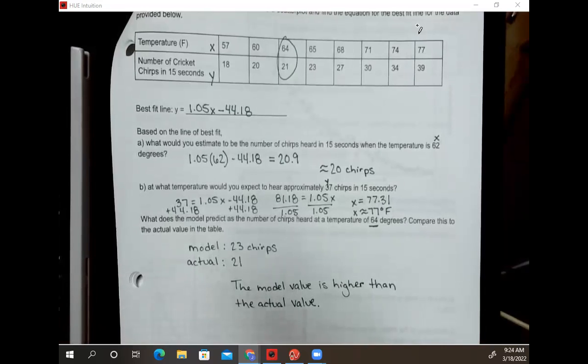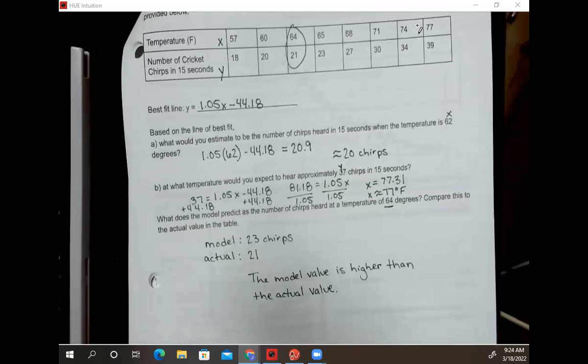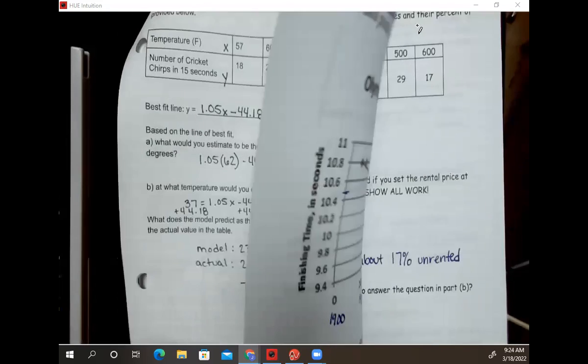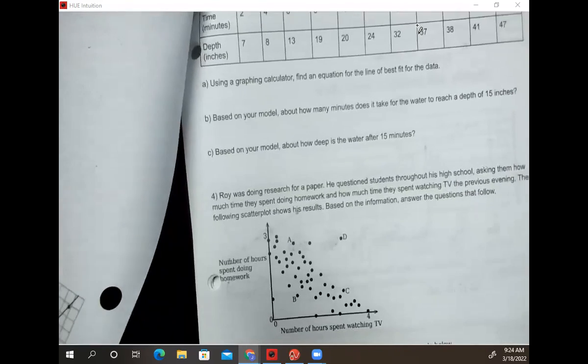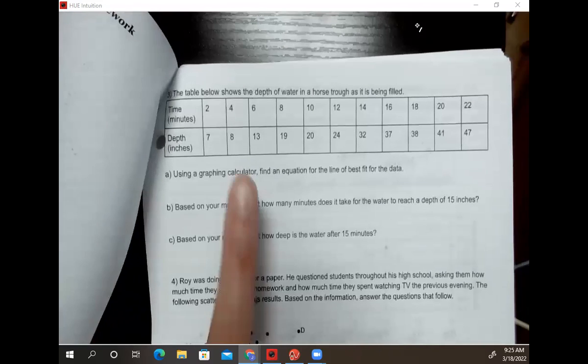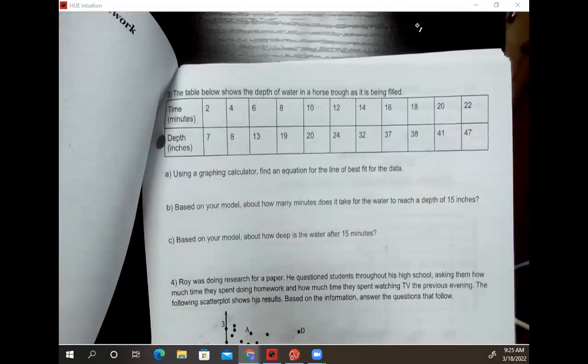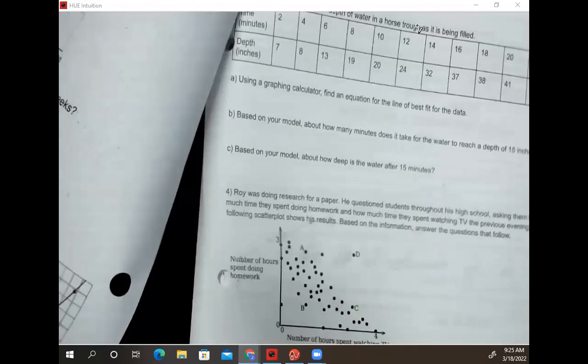Okay, so that's it for our notes together for today. What I would like you to work on now are the practice problems on pages 36 and 37. You've got a little bit of everything that we just did. On page 37, you've got a table where you're going to use your calculator to create a model and then answer some questions. You've got some scatterplot correlation stuff. You've got some scatterplots with best fit curves in there, and you're going to use those models to answer some questions. So I want you now to work on pages 36 and 37.